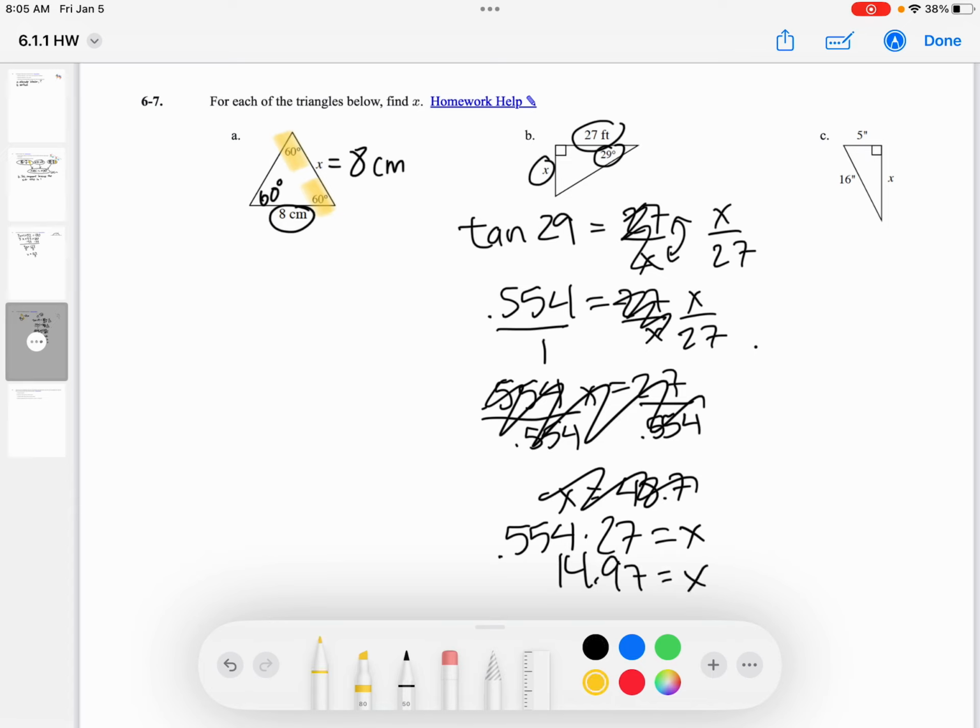How did I know that I made a mistake there? And it was an honest mistake. This angle is pretty small. 29 is pretty small. I expected this, because it's less than 45, to be less than 27. So when it was greater, I knew I had made a mistake.